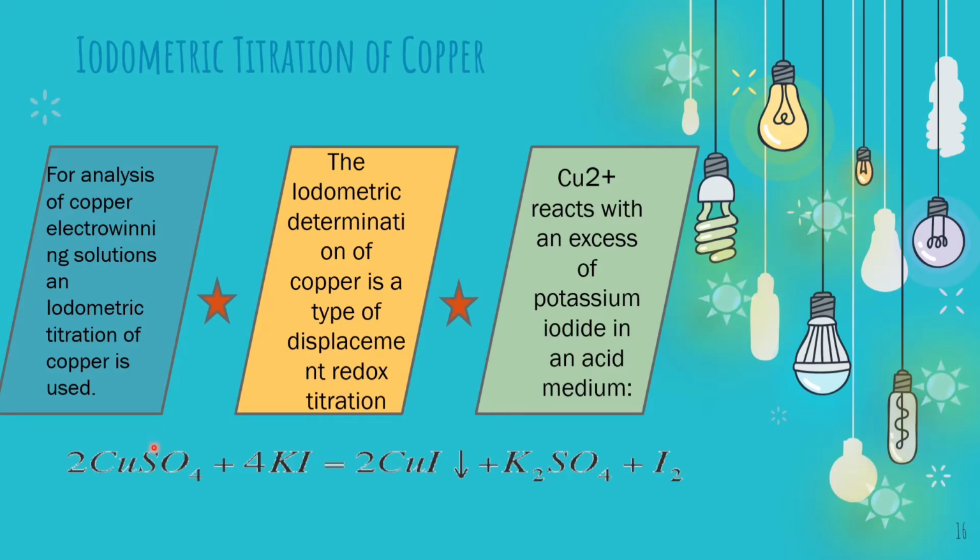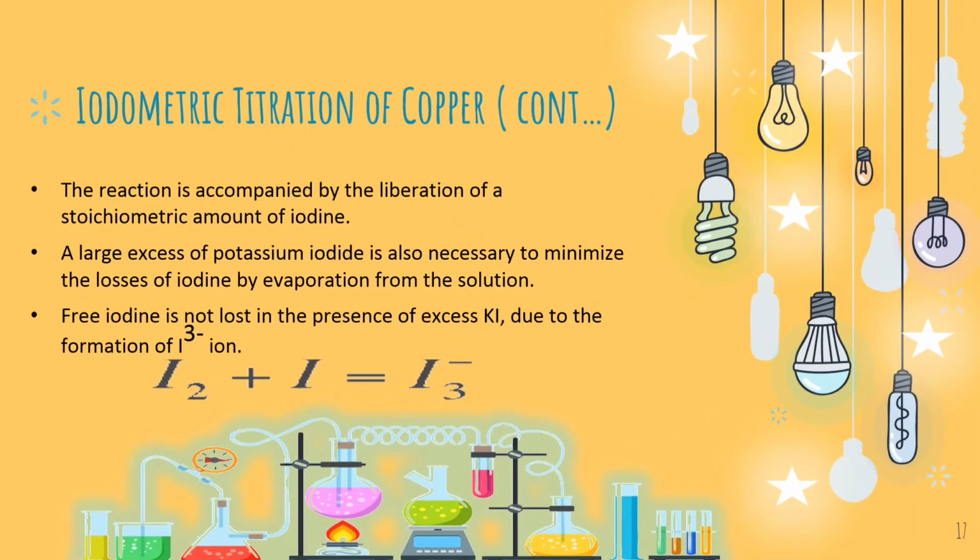Here is a reaction in which copper sulfate is reacting with potassium iodide, as I talked about here. It is going to convert into copper iodide and potassium sulfate, and the iodine is going to be displaced. The next thing that happens in the same reaction is that it is accompanied by the liberation of iodine, which I have talked about earlier as well. The iodine is going to be liberated as a free state.